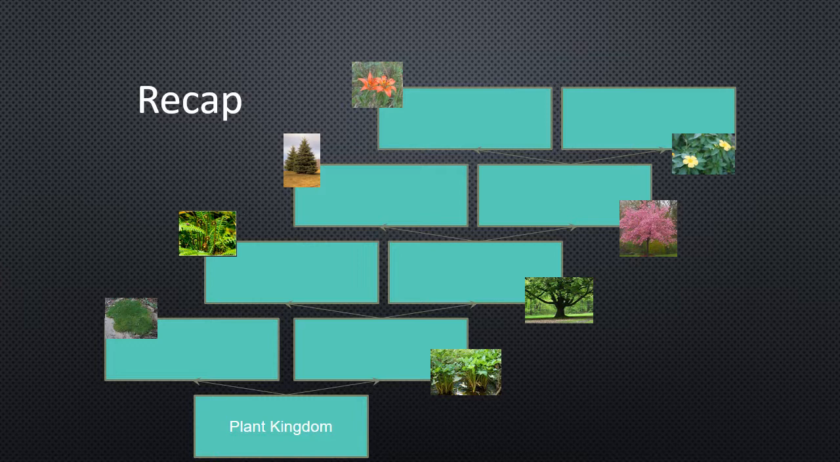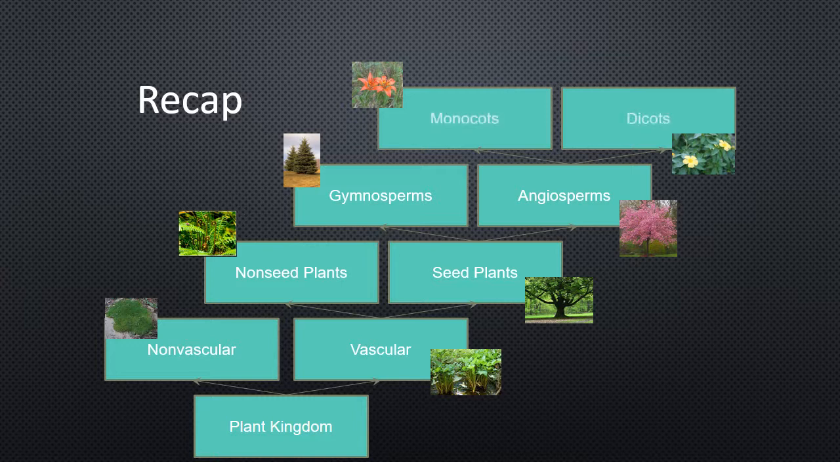So, recap. We have our plant kingdom, and we split all of our plants into vascular or non-vascular. Then our vascular plants, we can narrow that more specifically by saying if they have seeds or if they do not have seeds. Then our seeded plants, we can break that down further into gymnosperms or angiosperms. Gymnosperms have cones, angiosperms have flowers, and then we can break down our angiosperms even more into our monocots and dicots. So that's our review of plants. And next we're going to go into our animals.